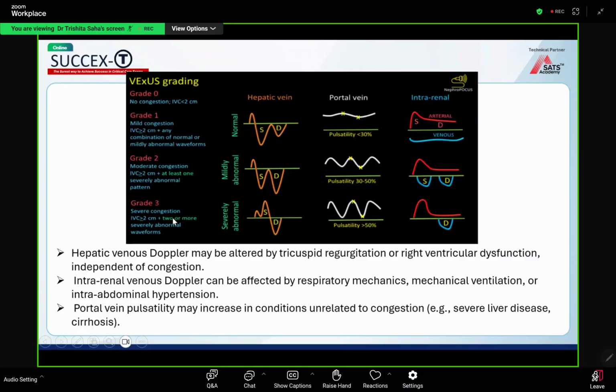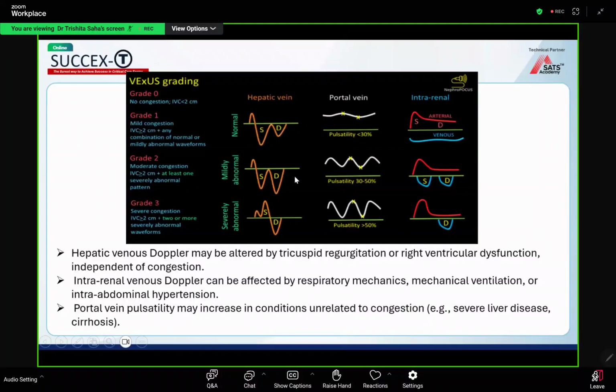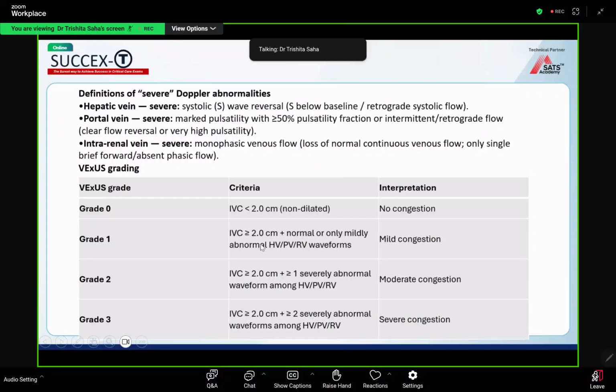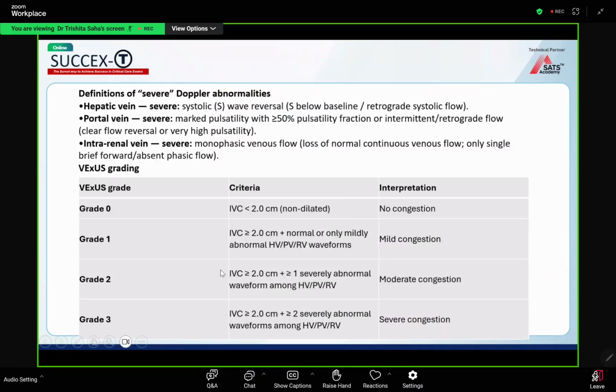For grade 3, severe congestion, you have to get IVC more than 2 centimeters plus 2 or more severely abnormal waveforms. Then you determine it as grade 3 VExUS. I have basically written this in a tabular form. You can write this table and then draw this diagram, and that can fetch you marks. The same thing which I have discussed earlier, because explanation of this diagram was easier, I have written in a tabular form.